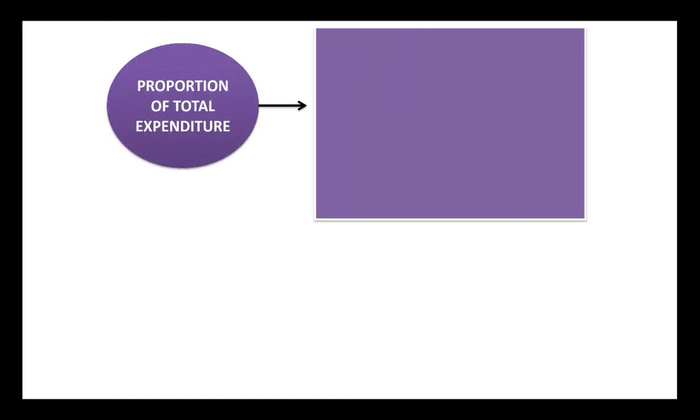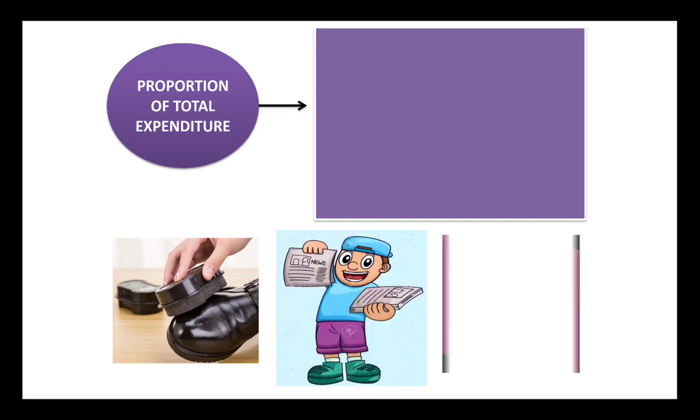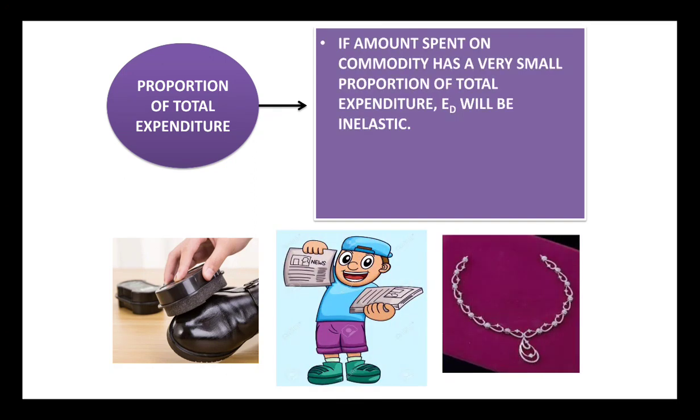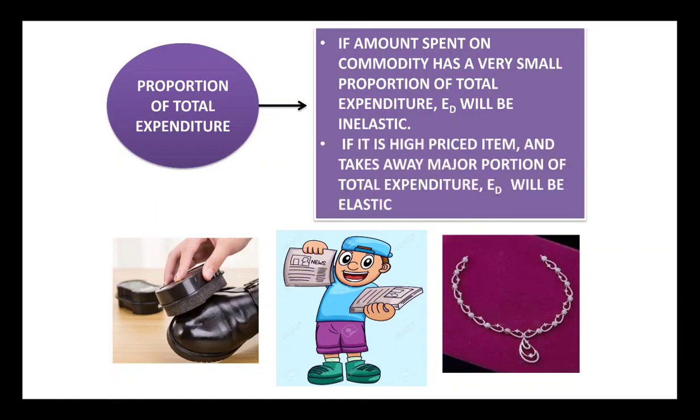Next, we have proportion of total expenditure, which means how we are spending our money on the various items, right? So when we talk about total expenditure, the greater the proportion of income spent on the commodity, the more elastic the demand for it will be, right? If we are spending a smaller proportion of our income on it, the demand for it will be less elastic. So this is quite logical, right? It is easy for us to understand.